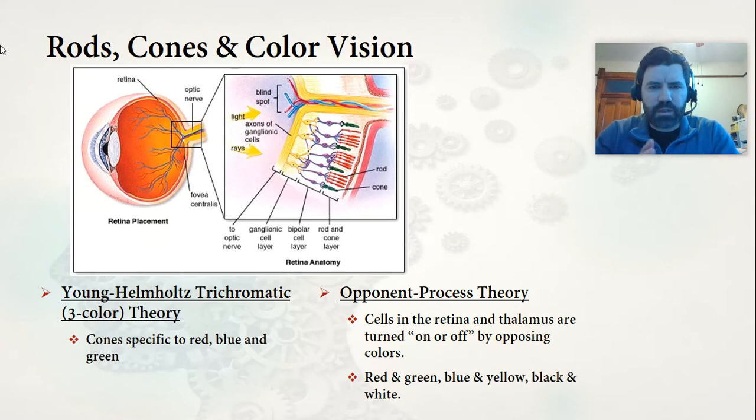And this one's a little bit trickier to wrap your mind around, but the idea is you have to think that different cells are paired together. And so we have red with green, you can think Christmas. We have blue and yellow, and then we have black and white.